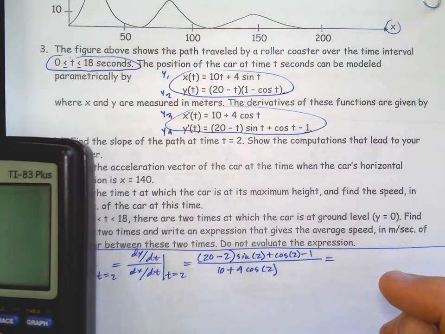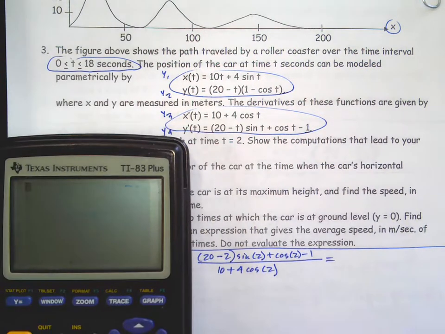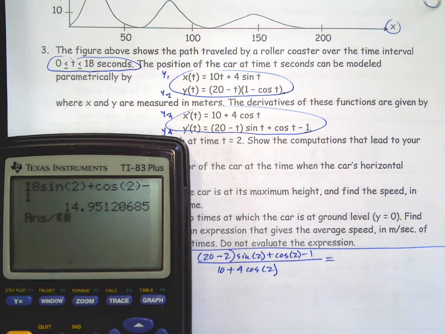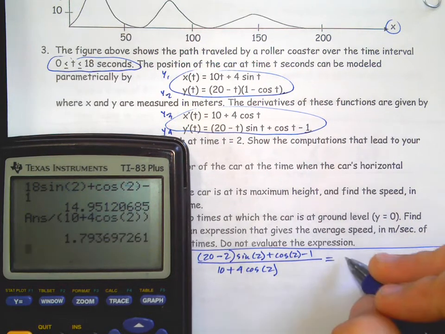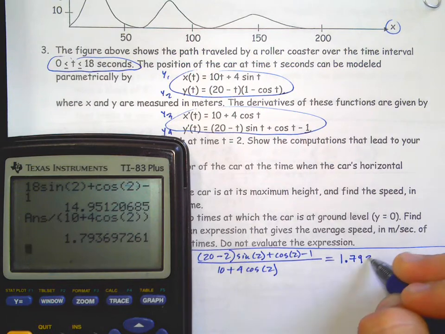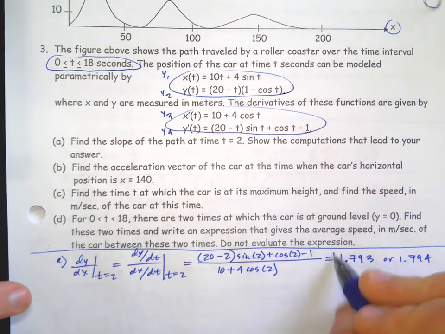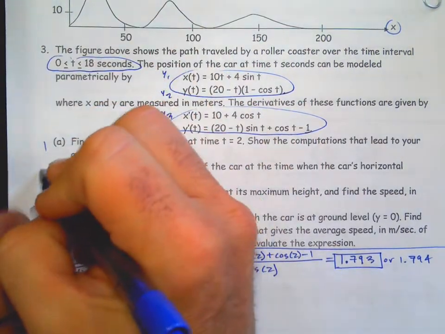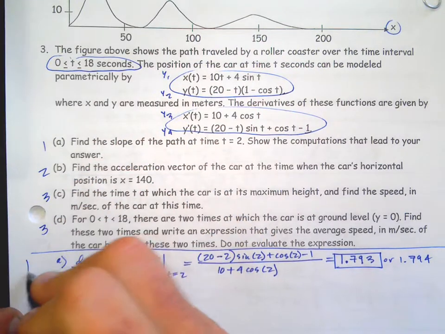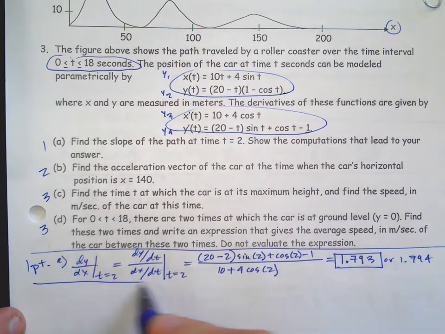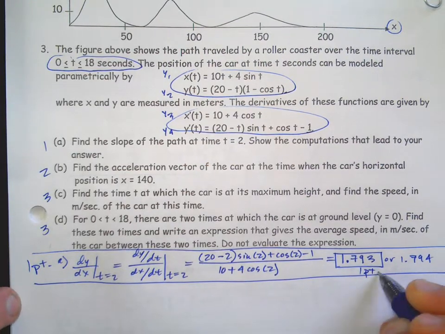Let's see. I mean, we can just type these in. 18 sine 2 plus cosine 2 minus 1 divided by parentheses 10 plus 4 cosine 2 is 1.793 or 1.794. Either way, the point breakdown here is going to be 1, 2, 3, 3. I think part A seems only worthy of 1 point. Just got to get the answer correct.